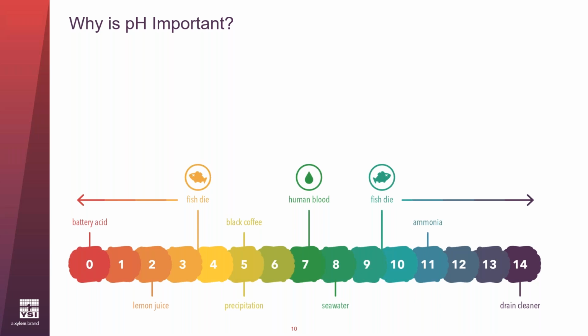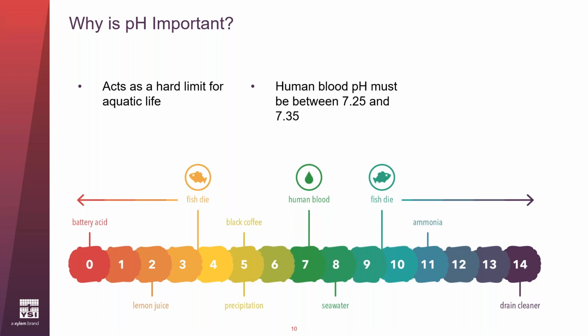Now, pH acts as a hard limit for specific forms of life to exist within an ecosystem. We can see here that for a majority of fish, there's a limit to what pH the water can be before they cannot survive in it anymore. Human blood pH must be between 7.25 and 7.35, a very narrow range, or blood hemes will fail to function. pH is vital to allow those proteins the ability to fold into a useful form. So if the pH is wrong, the blood won't work anymore.